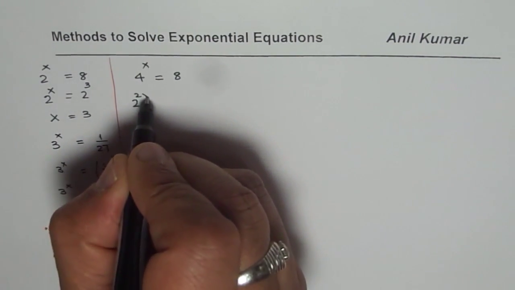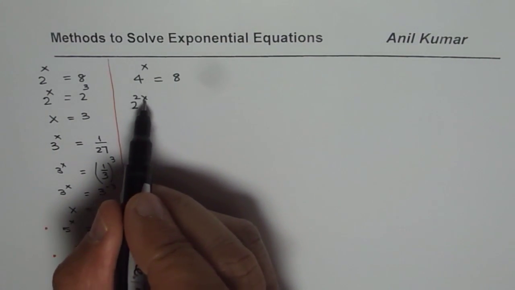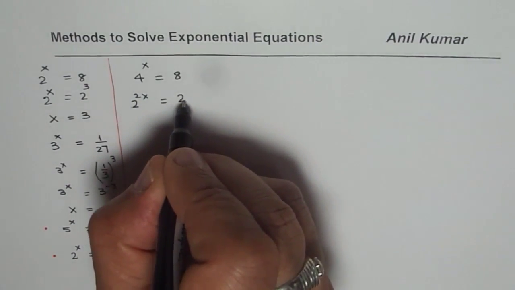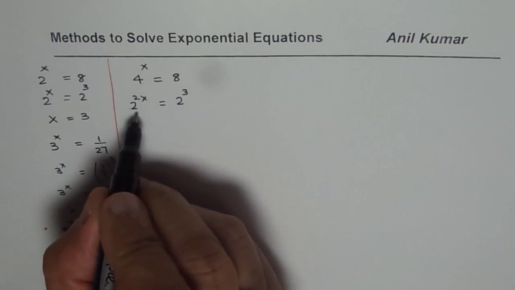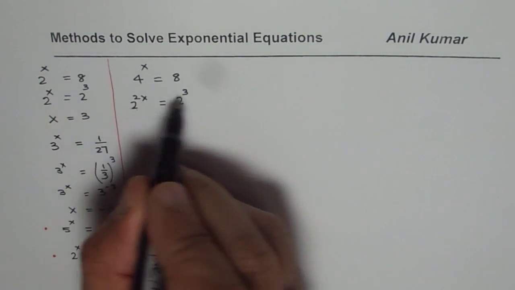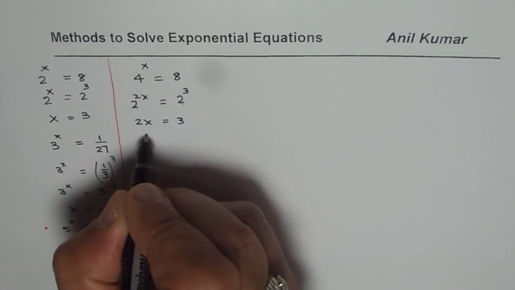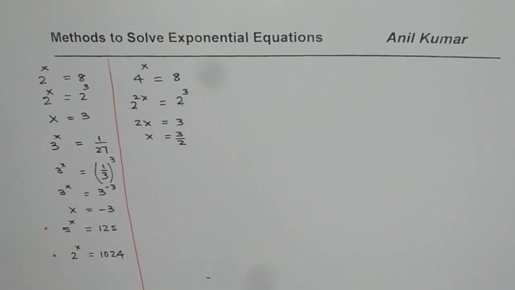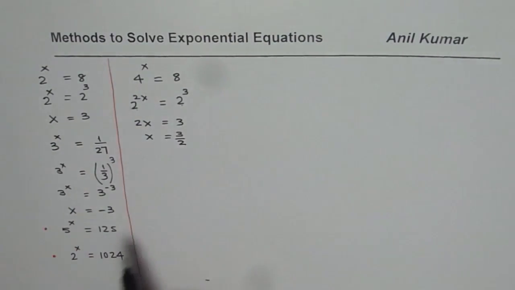So x is already there. 4 can be written as 2 square to the power of x, or 2 to the power of 2x. On the other hand, I can write 8 as 2 to the power of 3. Now I get the same base, and the exponents are 2x and 3. So my solution will be 2x equals 3, or x equals 3 over 2. So that is my solution.